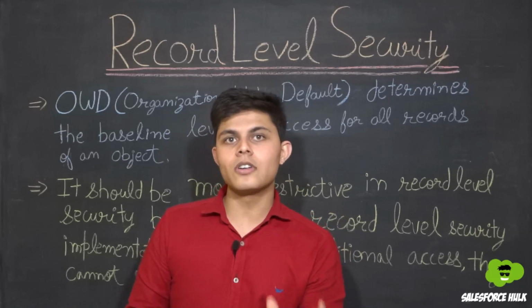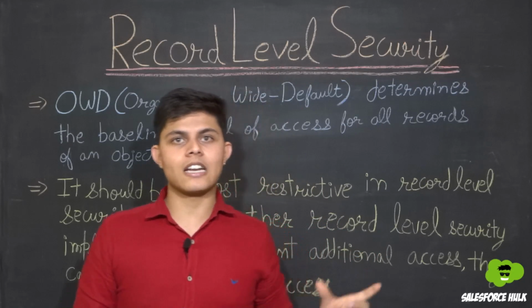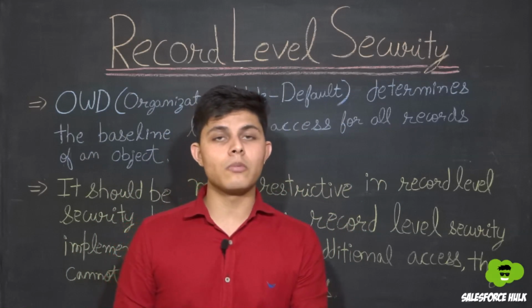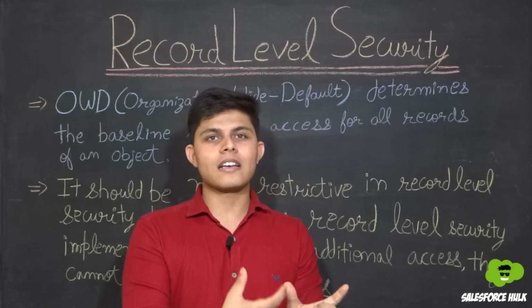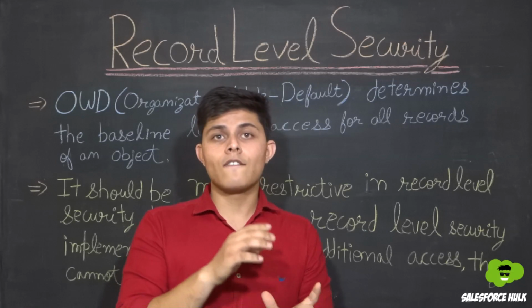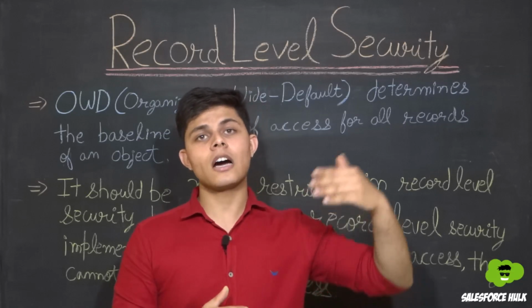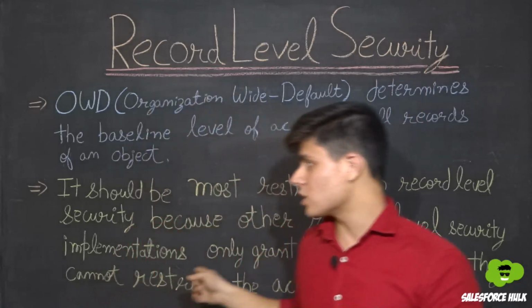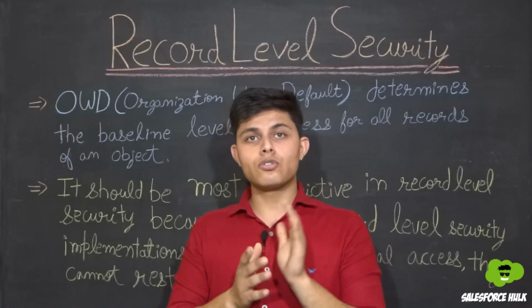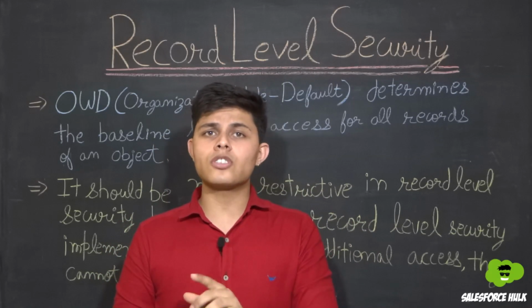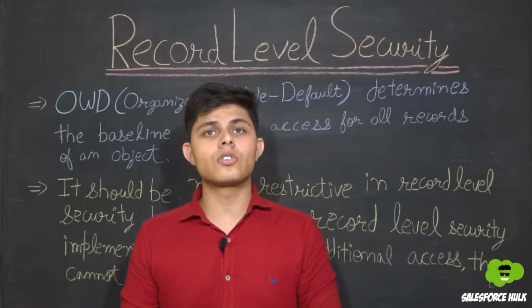So basically OWD is the lowest level in that record level security implementation, and whatever permission or access level we have set on the OWD will not be able to be hidden using other levels of security implementations. This is what this point is telling you, that you should set the most restrictive setting in the OWD, even if that most restrictive setting is applied for a single user only.